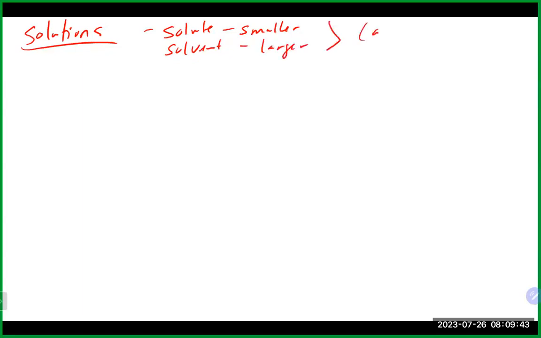So I started talking about solutions towards the end last time here in chapter 10. And again, remember, as we've talked about earlier, there's two parts to the solution. There is the solute, which is the smaller part, and there's the solvent, which is the larger part of the solution. Solutions are typically those that get the aqueous symbol next to them, which means they are a homogeneous mixture. Everything mixes really well with each other.